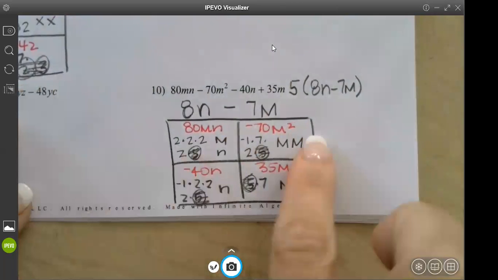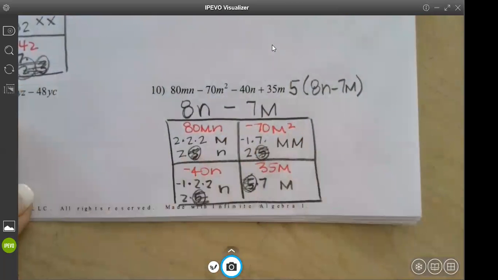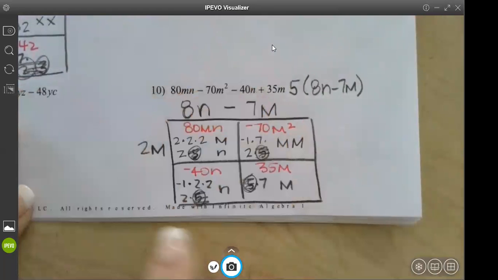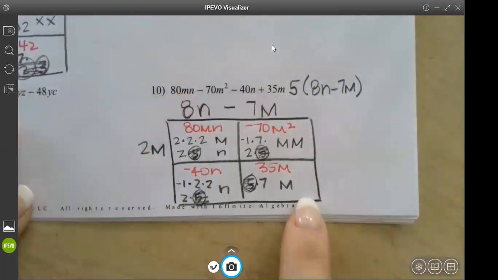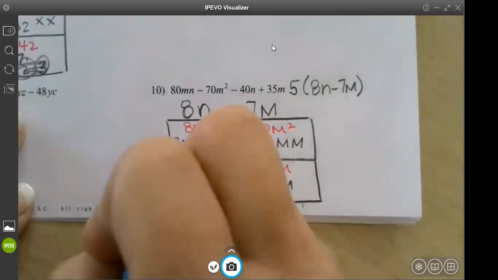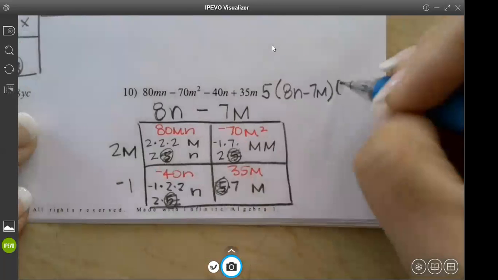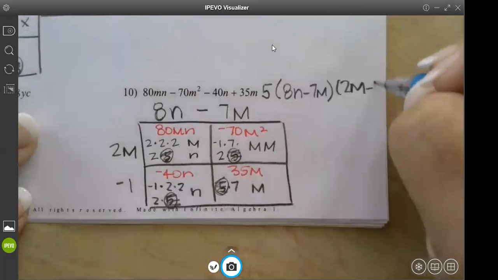Across, what's in common? That would be 2 and an m. Across this one? Nothing. So what do we put? A 1, and it should be negative. Very good. So your other factor is 2m minus 1.